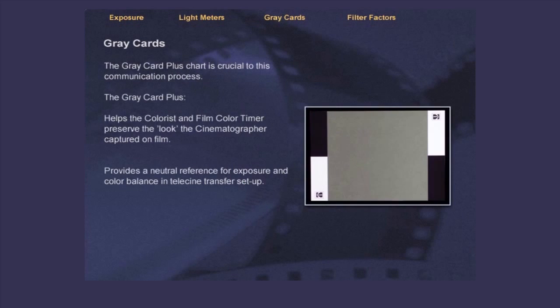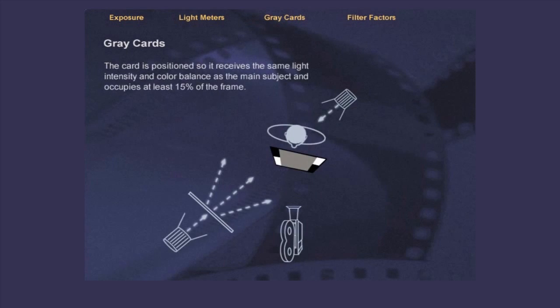The Gray Card Plus chart is crucial to this communication process. The Gray Card Plus helps the colorist and film color timer preserve the look the cinematographer captured on film, and provides a neutral reference for exposure and color balance in telecine transfer setup. It is recommended that the Gray Card Plus be used in subject lighting, at the head of each roll, and every time there is a major lighting change.